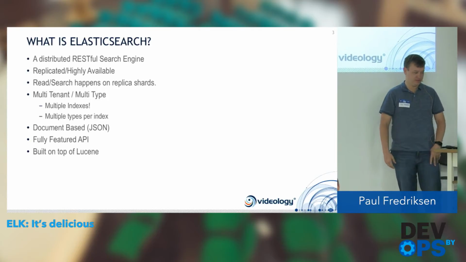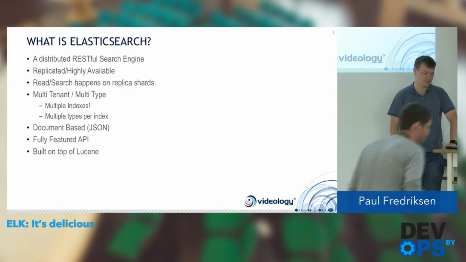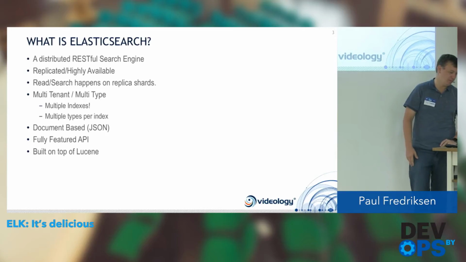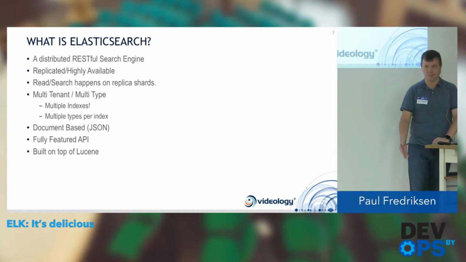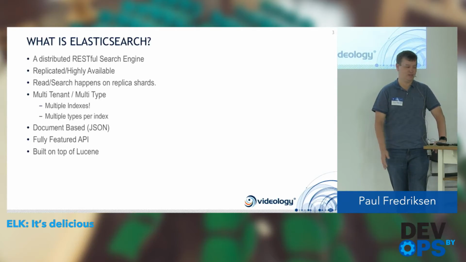What is Elasticsearch? It's a distributed RESTful search engine, replicated, highly available. Read and search always happens on replica shards, so on everything that's being written, you're not actually doing reads, which makes it faster. It causes it so that you're not having any contention. Multi-tenant, multi-type, multiple indexes, multiple types in indexes. It's all document-based. It's all JSON. It's all very easy to read. Everybody here probably knows what JSON is and can write it and read it at least. It's a fully featured API, and it's built on top of Lucene. So if you know anything about Lucene in the Apache project, it's very similar. The setup's very similar. It's basically just a big fork of that.